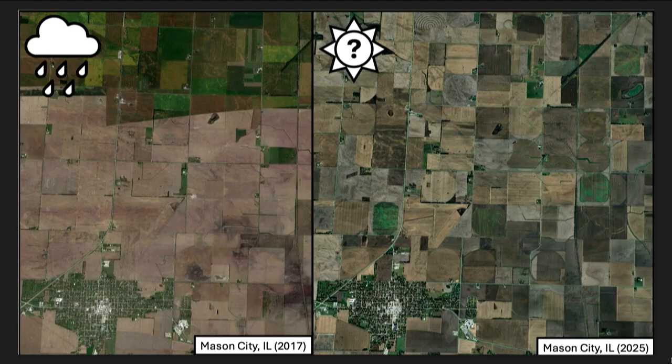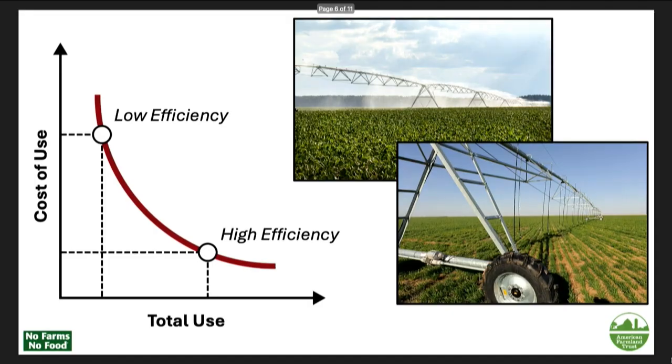So what's happening here? Why is that the case? Is it because of climate or is it because of something else? Some of it can be attributed to climate. We just heard about weather extremes. I'll get more into those here in just a second. But more importantly, what we're looking at is the relationship between technology and cost of using it.